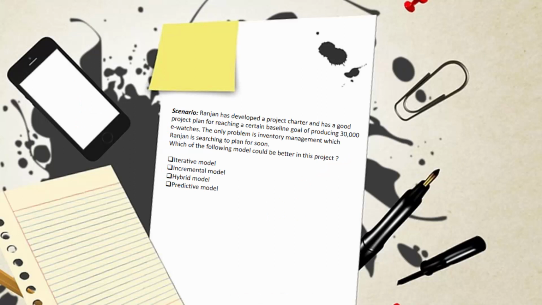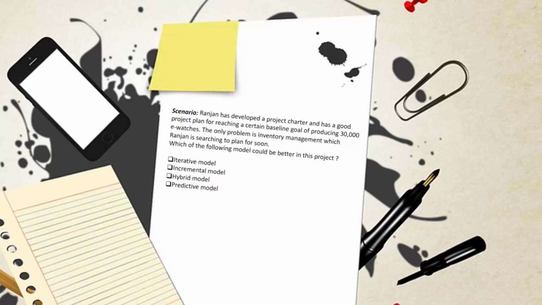Ranjan has developed a project charter and has a good project plan for reaching a certain baseline goal of producing 30,000 e-watches. The only problem is inventory management, which Ranjan is planning to plan for soon. Which of the following models could be better for this project? Is it the iterative model, incremental model, hybrid model, or the predictive model? Let me read your comments in the description.